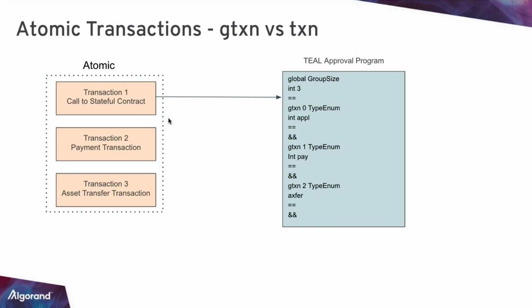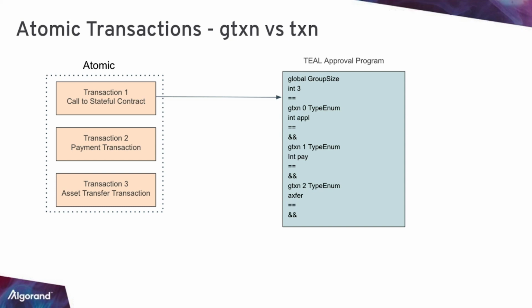So atomics allow me to group multiple transactions together and submit them at once. In TEAL, I can use something global called group size to determine how many there are and enforce how many I want there to be. Let's say I'm expecting 2, then if those 2 aren't equal, I can just return false. If the group size is not 2, I can return a false immediately.